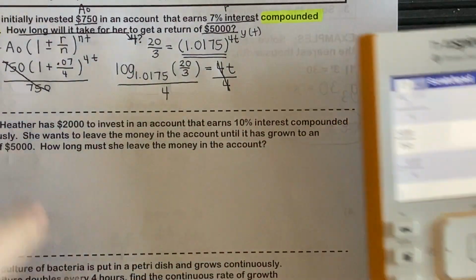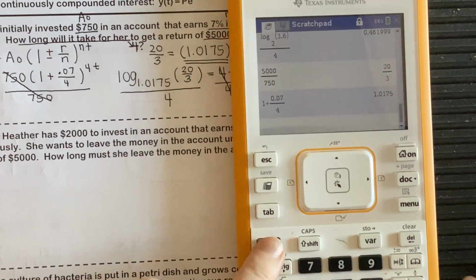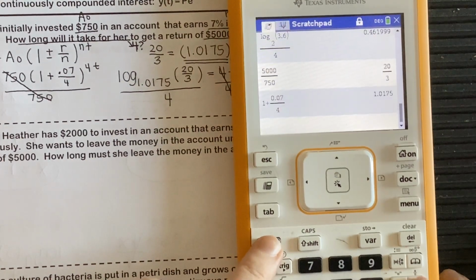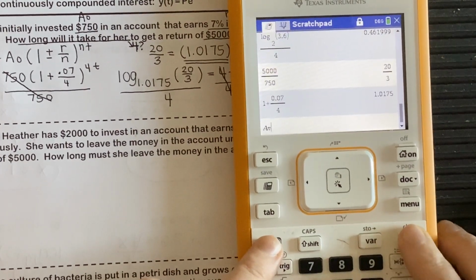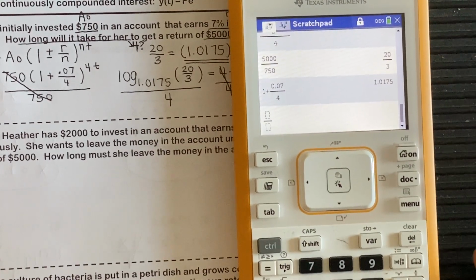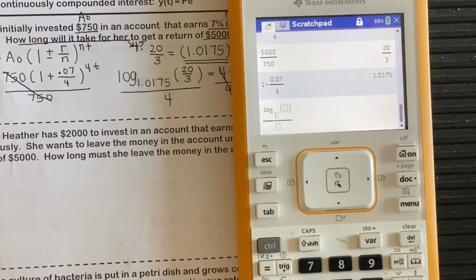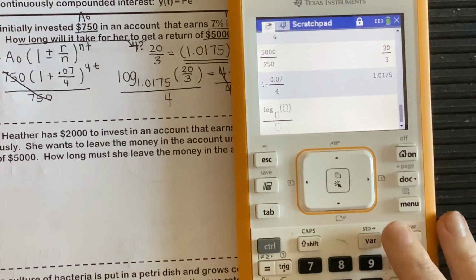Okay, so I'm going to move that up. So we are going to start. This is one big fraction. So control, divide. All right. And then we're going to put control log, and we're going to put all our stuff up there.